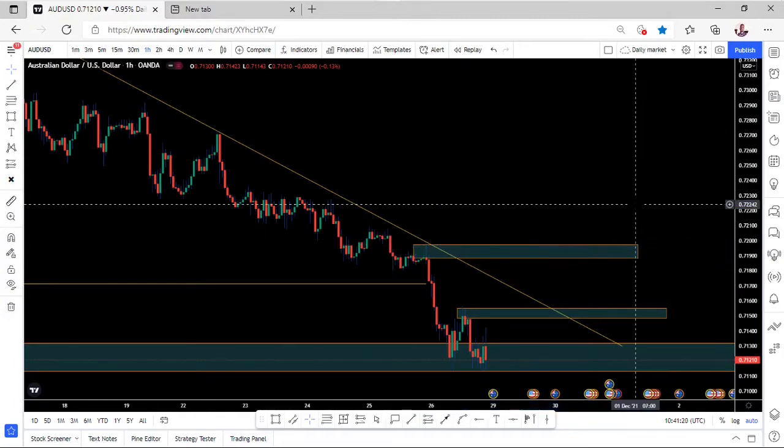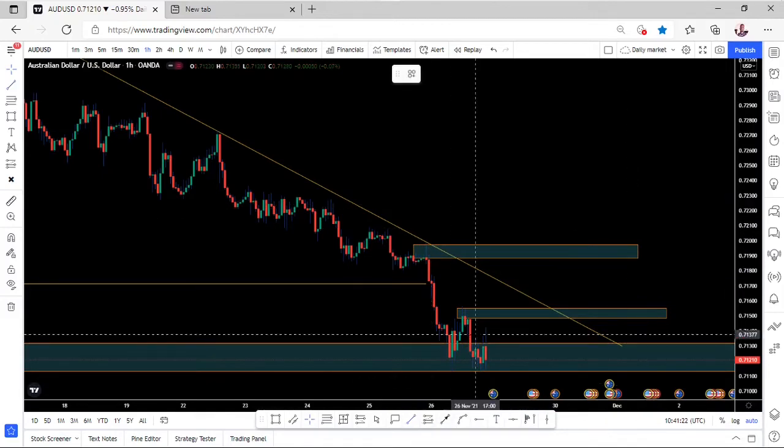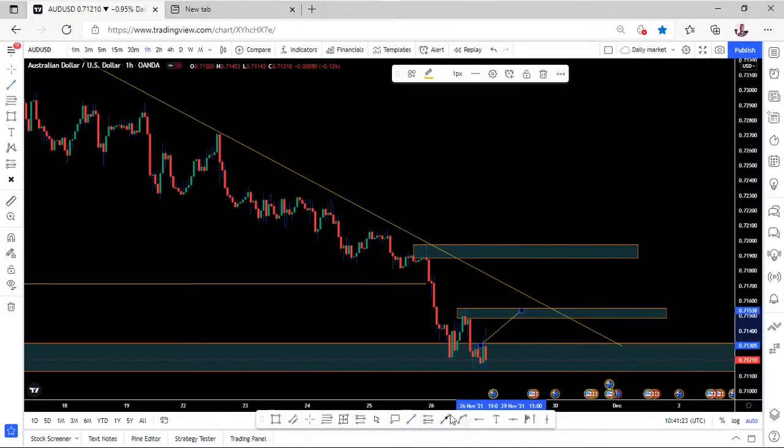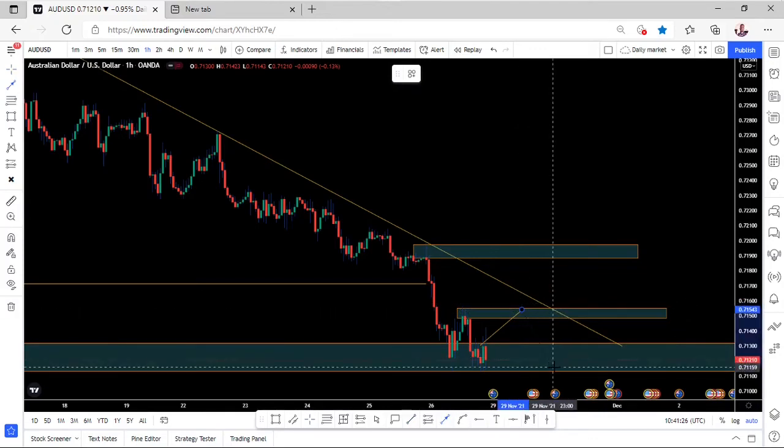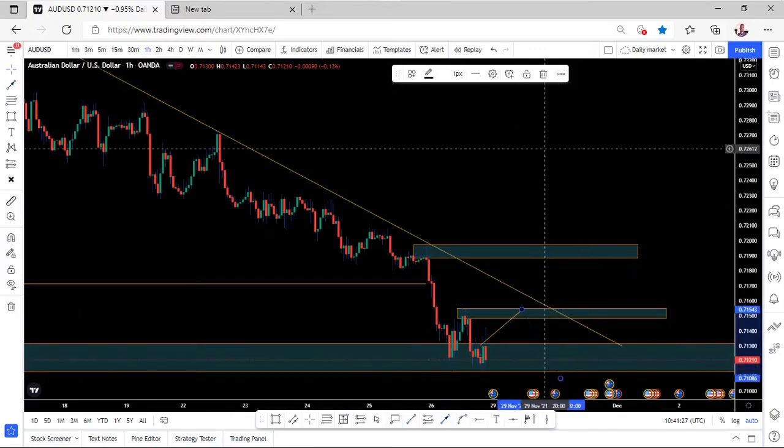So from this, all we are just looking forward to is a market that can do this. The market can just simply do this before continuing down. Sorry, guys.